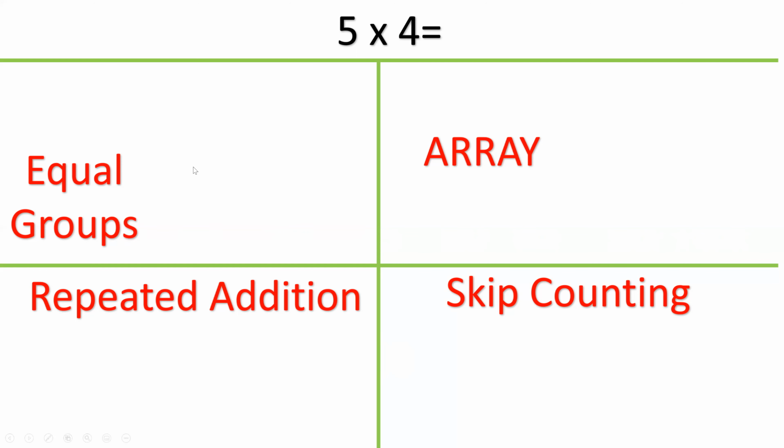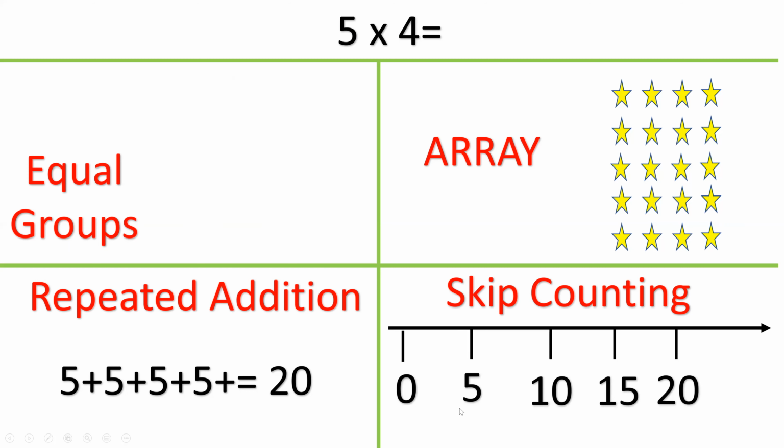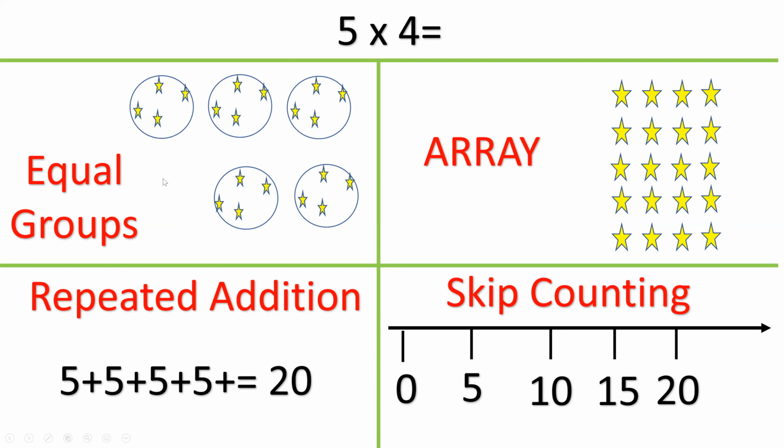Great job. If you did an array, you would have 5 rows of 4 stars. If you did repeated addition, you added 5 4 times. If you did skip counting, you counted by 5 4 times. 5, 10, 15, 20. If you did equal groups, you have 5 groups of 4 stars. So 5 times 4 equals 20.